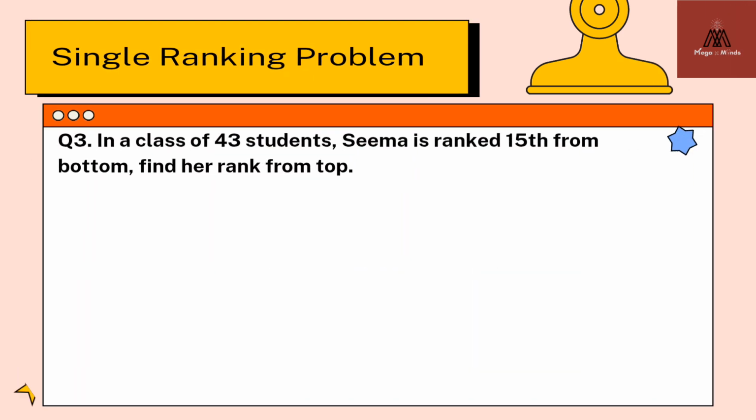Let us now jump to solve another type of question. This is similar to the previous one we solved, but here we need to find the rank from top instead of bottom.